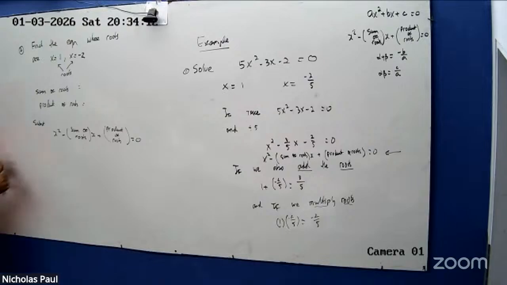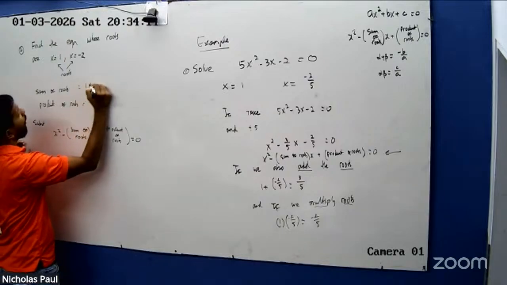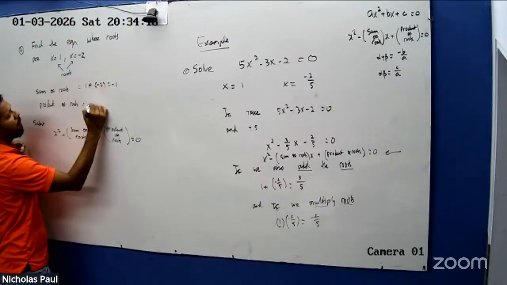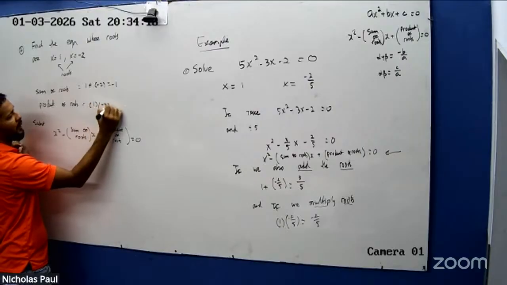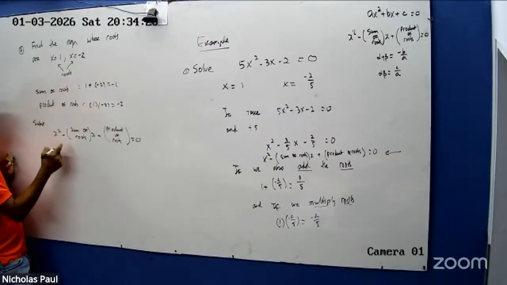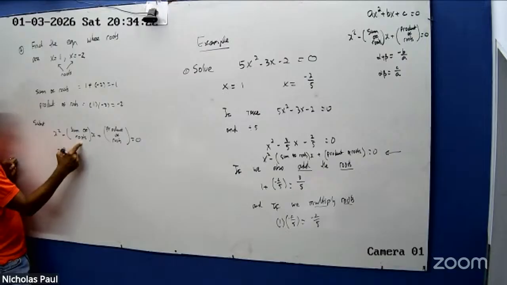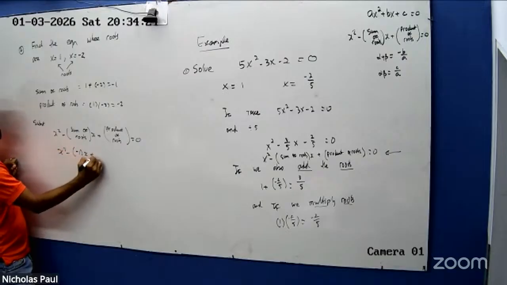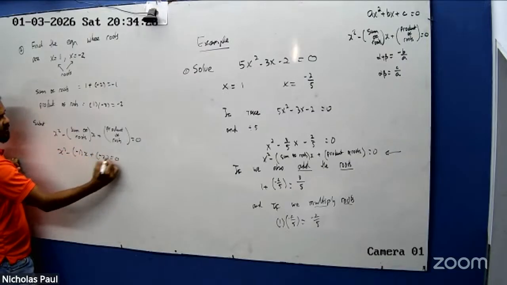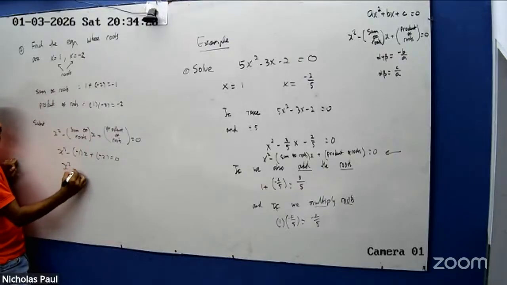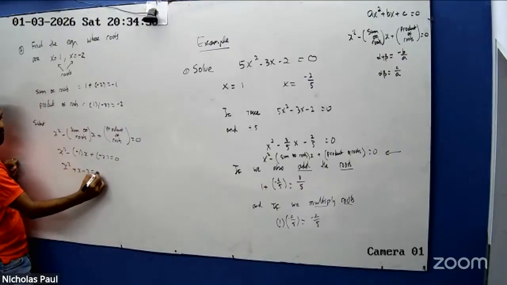So the sum of the roots is 1 plus minus 2. The product of the roots is 1 by minus 2. So just put them in here. Sum of the roots is minus 1. Product of the roots is minus 2. So I got x squared plus x minus 2 is 0.